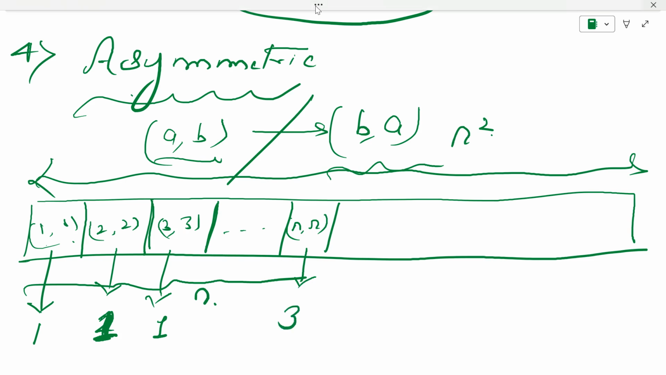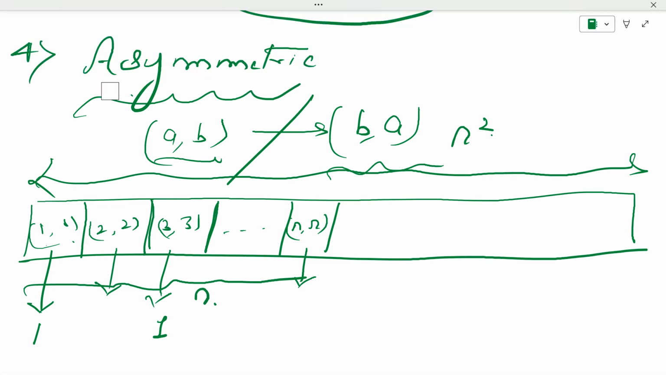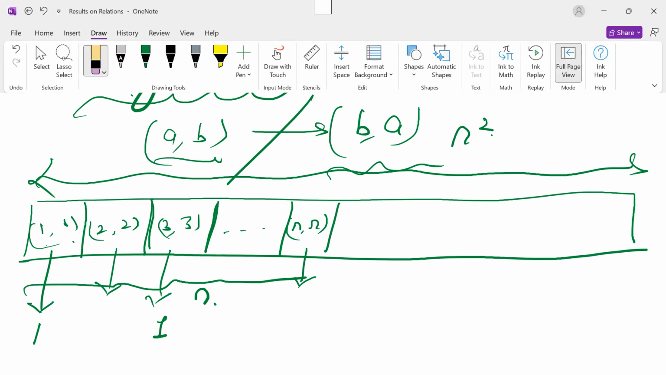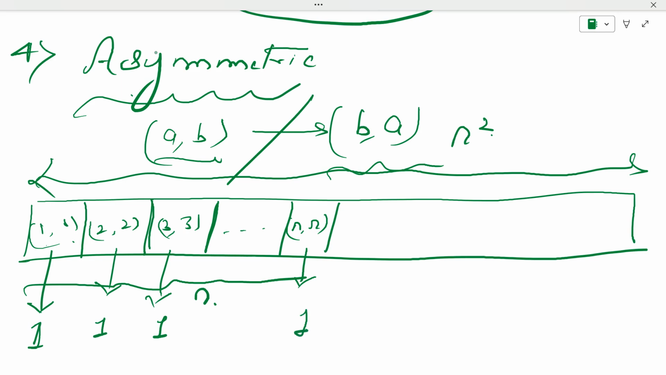I'm writing this one, two, three. Just a second. Let me erase this part. Okay. Yep. So the only condition for all these n elements is it shouldn't be present, right? So there is only one choice for that. But for the remaining n square minus n elements, what is the choice?